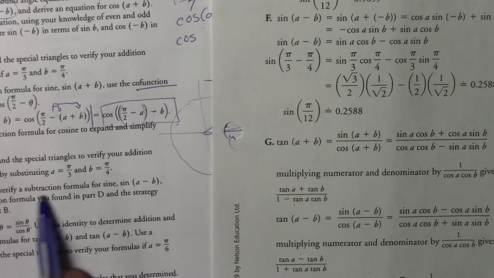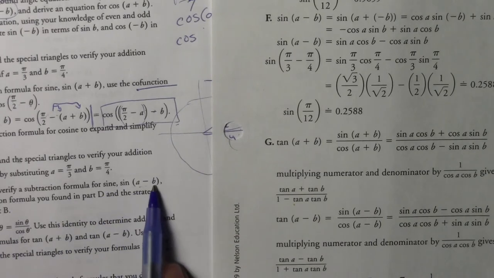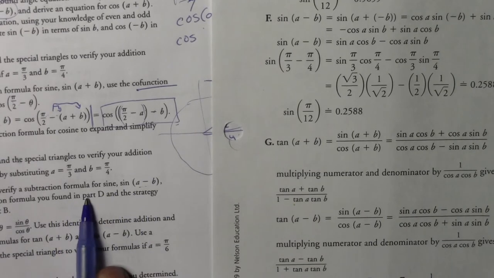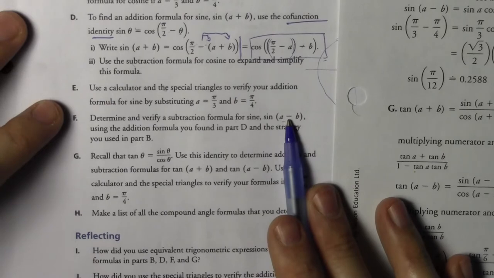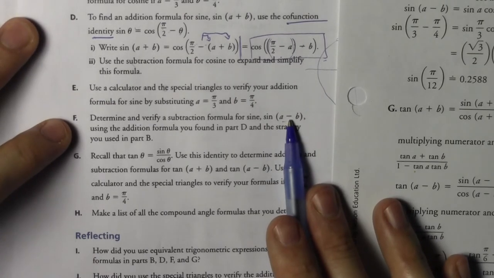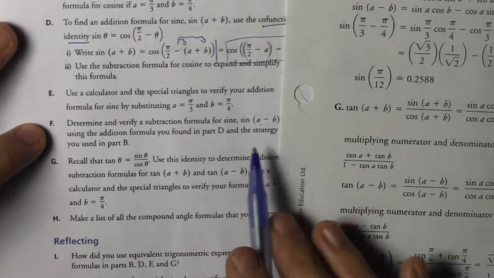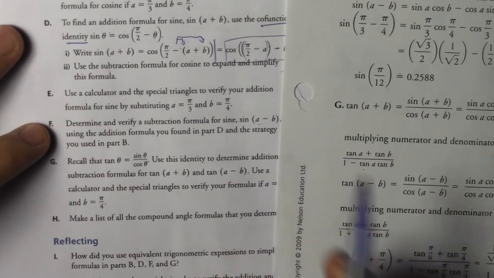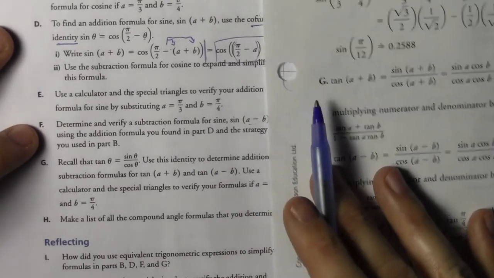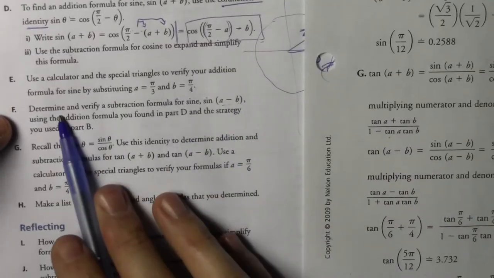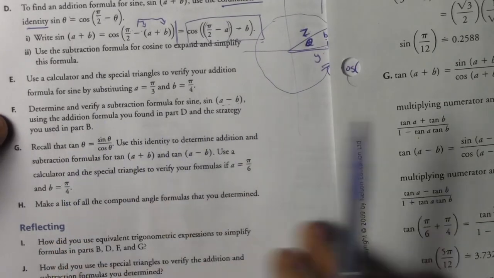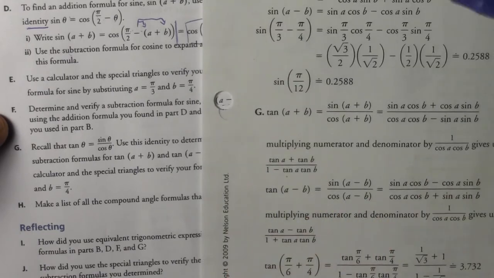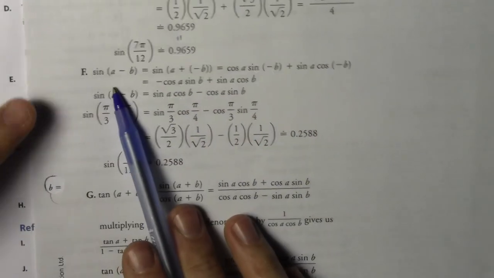F. Determine and verify the subtraction formula for sine A minus B using the addition formula you found in D. So when we proved cos, we found the subtraction formula first. When we prove sine, we find the addition formula first. So it's opposite, right? So now we're just looking for the subtraction formula. So here it is, F.